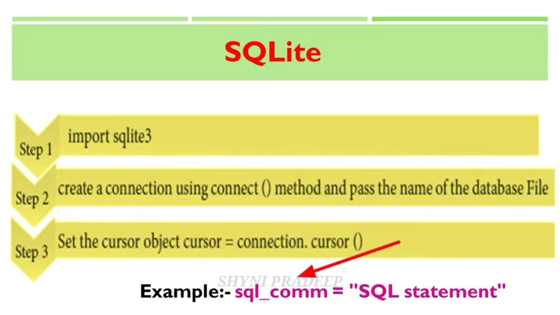See this example. SQL command is equal to the SQL statement. Here the cursor object executes the SQL command. Many commands can be stored in the SQL command and can be executed one after another. Any change made in the values of records should be saved by the command commit before closing the table connection. So if you want to make any changes in the record, you have to use the commit command. So these are the 3 steps to creating a database using SQLite.